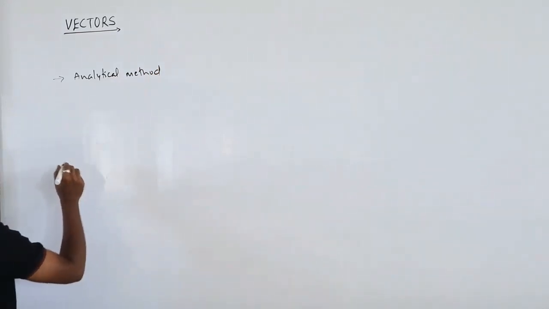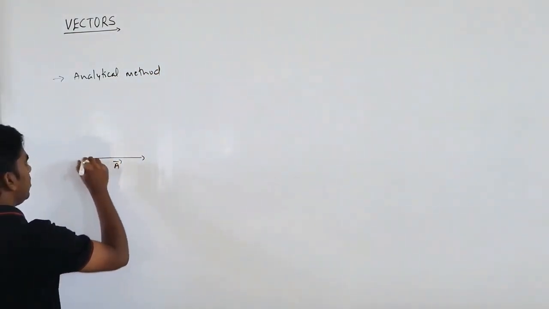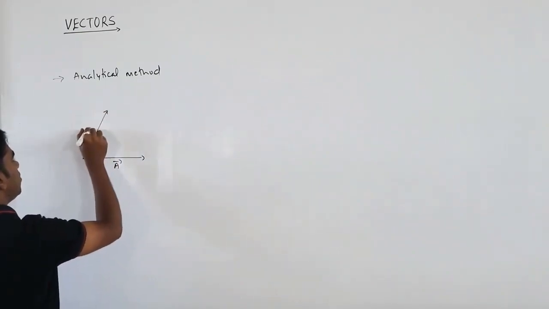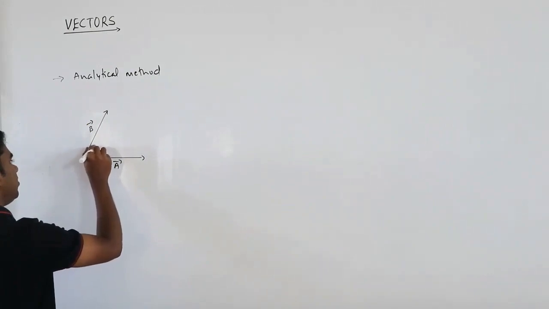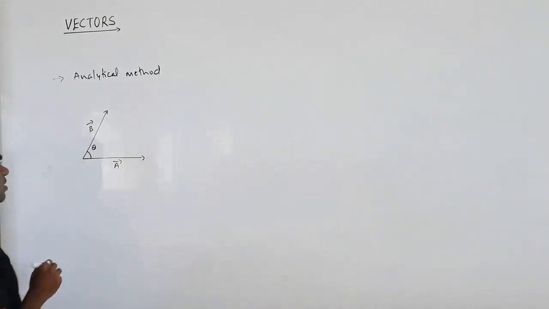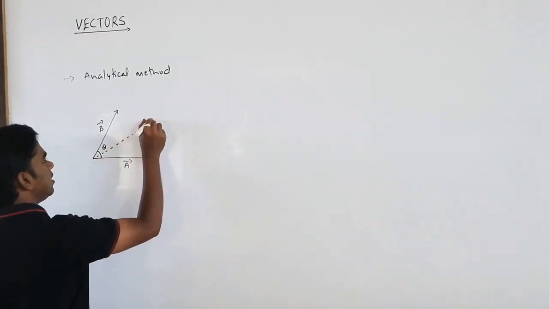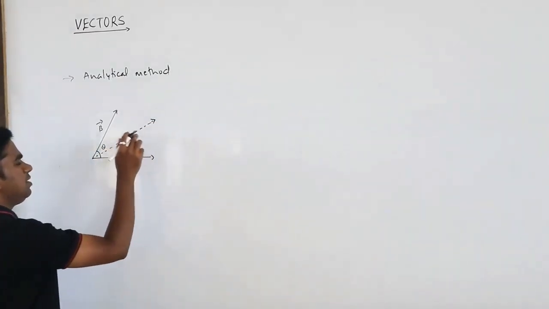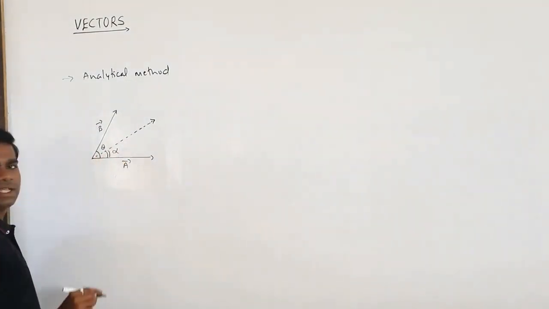Suppose you have vector A over here and vector B over here. The angle between them is theta. Where will the resultant be? The resultant will be somewhere here. To find the direction of that resultant, you have to find this angle, which you call alpha.